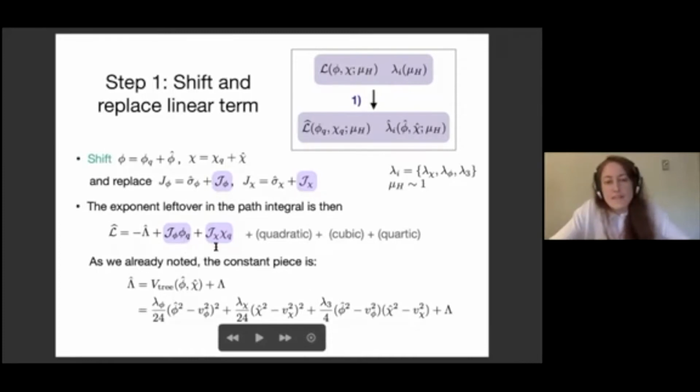And the linear terms now, because I did this replacement, only depend on this curly j phi and curly j chi. These curly j's are quantities that I need to compute by imposing vanishing tadpole constraints, but I'm going to put that off until the last step in this procedure. So right now I have this L hat in the exponent of the path integral, depending on phi quantum and chi quantum, and I'm doing all of this at some high scale before I integrate anything out.